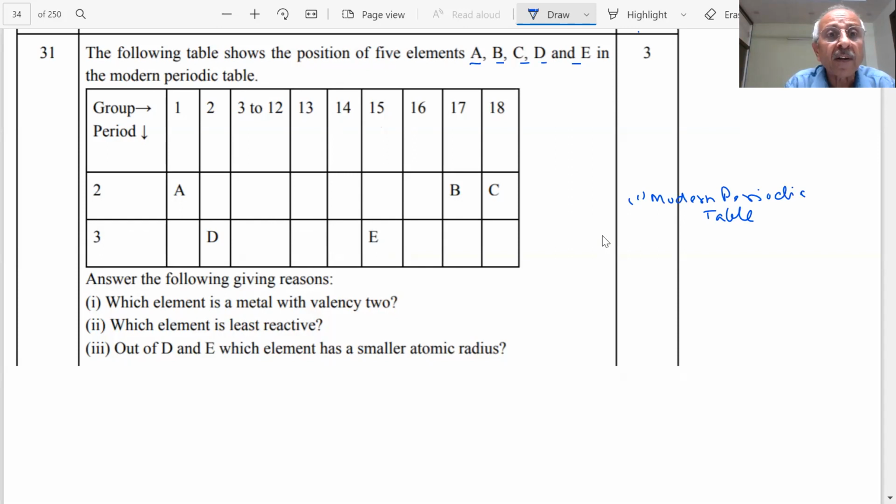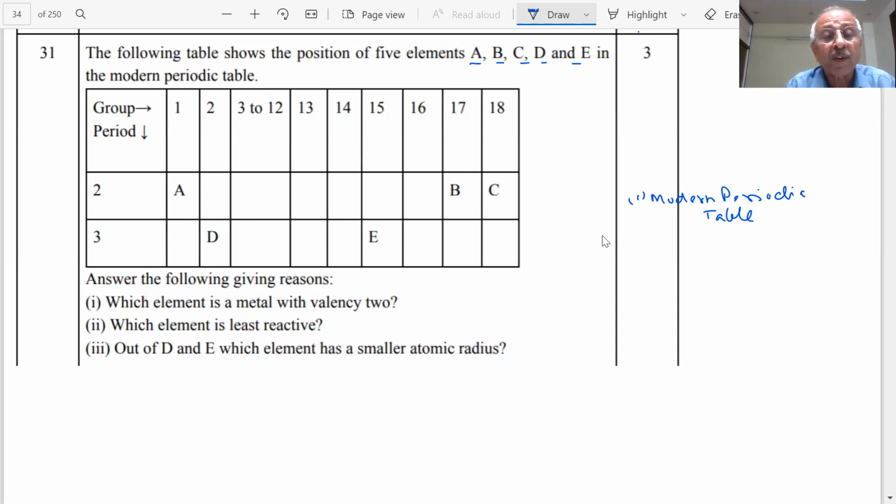Here, group 1 is the first group, alkali metals, and group 2 is alkaline earth metals. Groups 3 to 12 are the special d-block elements, which are called transition elements. Groups 13 to 18 are p-block elements. And here, they have shown period number 2, period number 3.